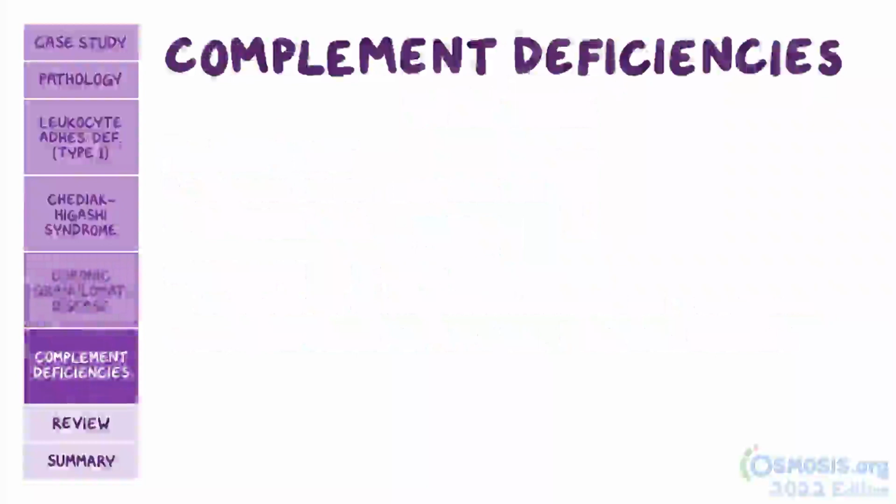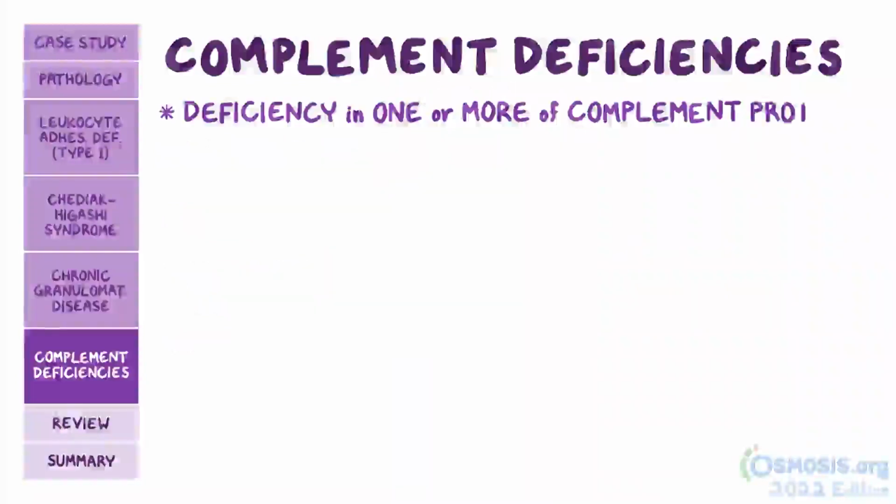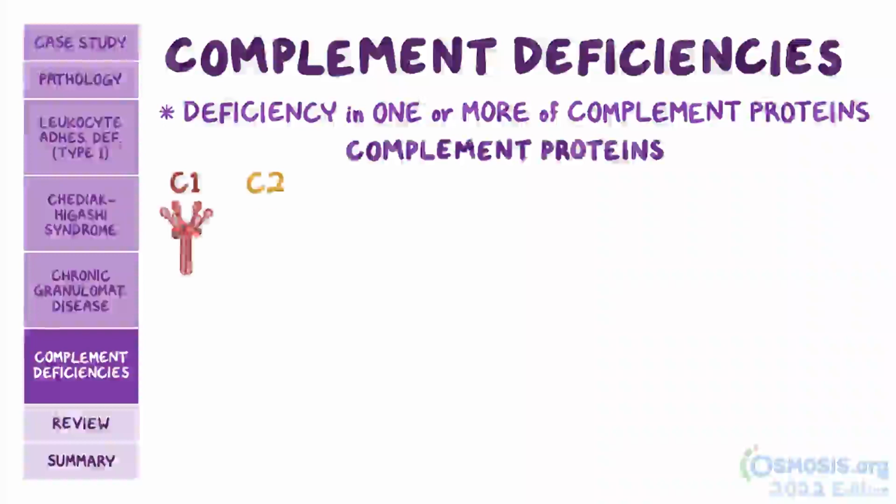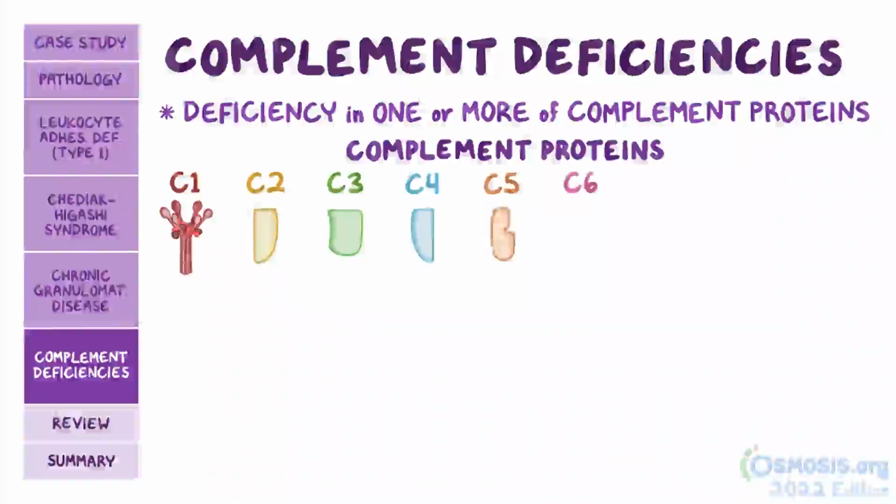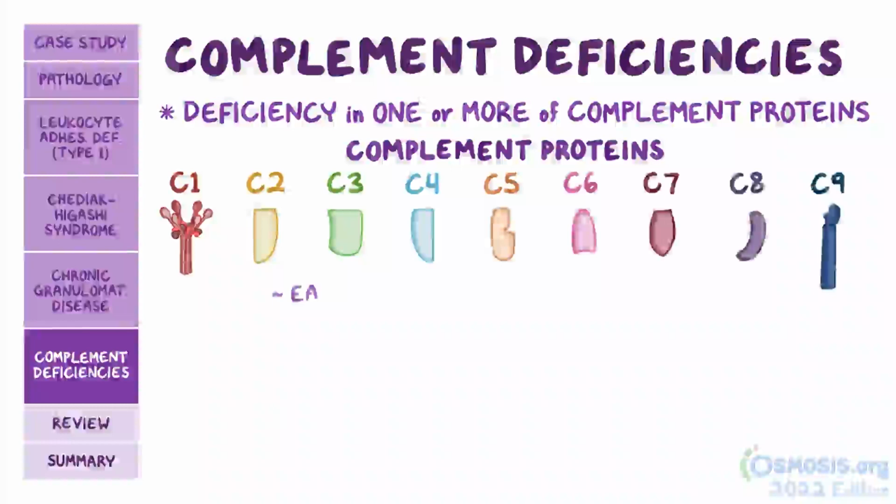Okay, now, we've reached our final topic, which is complement deficiencies. Here, there's a deficiency in one or more of the complement proteins. Let's start with the complement proteins that make up the complement system, going from C1 all the way to C9. Generally speaking, each complement protein is normally inactive, and it becomes activated when it's cleaved, meaning that a part or fragment of it is removed.